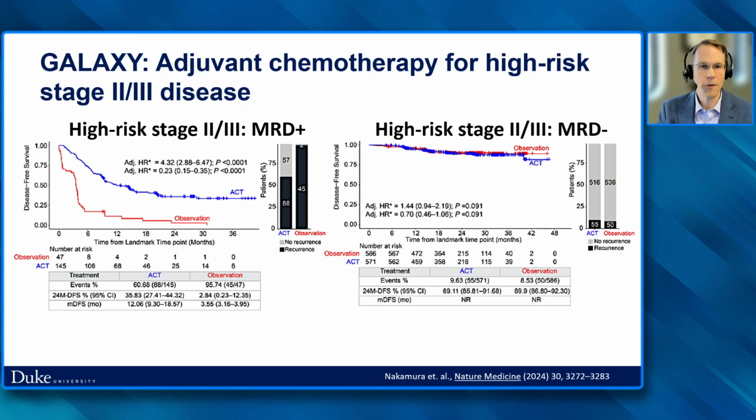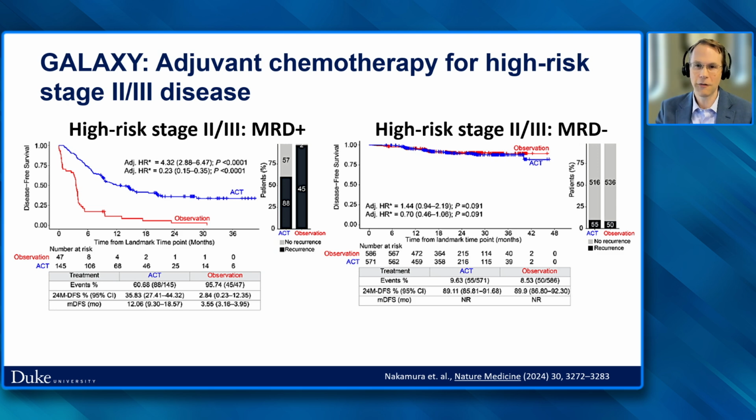But we can see here for patients with MRD-positive disease, there is an improvement in disease-free survival for those patients that get adjuvant chemotherapy, suggesting that you can treat an MRD-positive patient and alter their outcome for the better. We see a 2-year disease-free survival at 35% for those patients that got adjuvant chemotherapy, and that goes down to almost 3% if they were treated with observation.